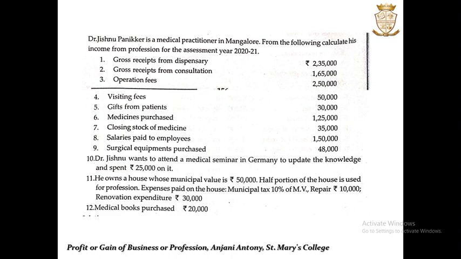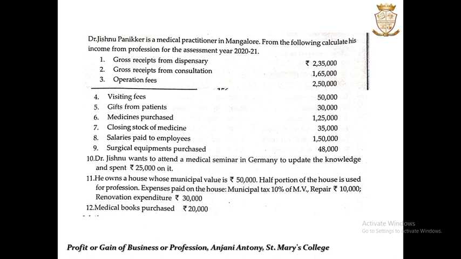Gross receipt from dispensary 2,35,000 rupees. From that itself we can understand it is a type of income related to profession. Gross receipts from consultation, it is also related to his profession, 1,65,000. Operation fee 2,50,000, as he is a doctor he should be doing operation, so its fees amount to 2,50,000, which is related to his profession. Visiting fees, which means consultation, is 50,000 rupees, and gift from patients is 30,000 rupees, and it is also an income in case of profession.